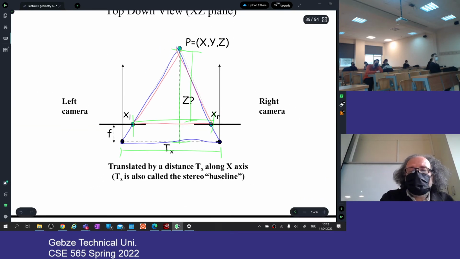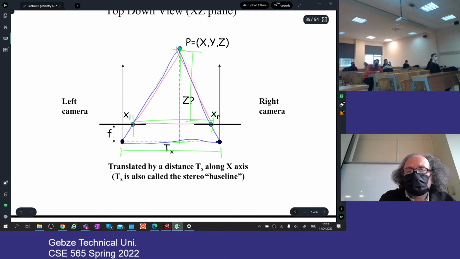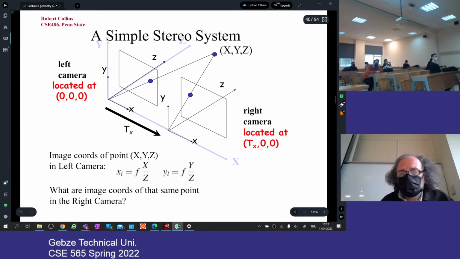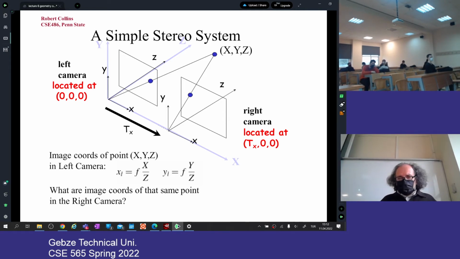Okay, I know tx, I know where my camera is. I don't know z, but I know xl and xr, so I can calculate this distance here. Also, I know this much. This is f, focal length. That's what we are going to do. So basically, this is the picture that I drew before.